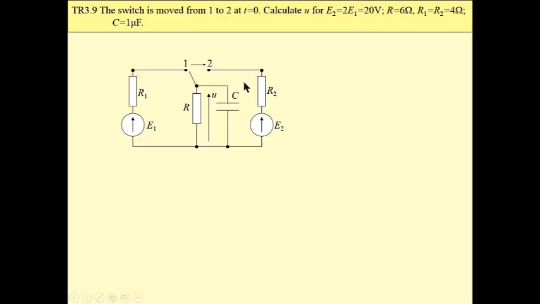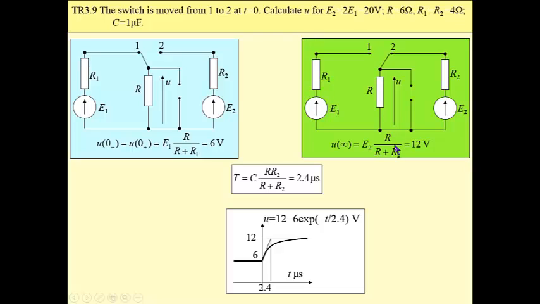In this circuit we have one capacitor and a single pole double throw switch. Our task is to find the voltage across this capacitor. Obviously this can be done by calculations. It is quite an easy task. This voltage will exponentially rise from 6 to 12 volts after changing the position of this switch.